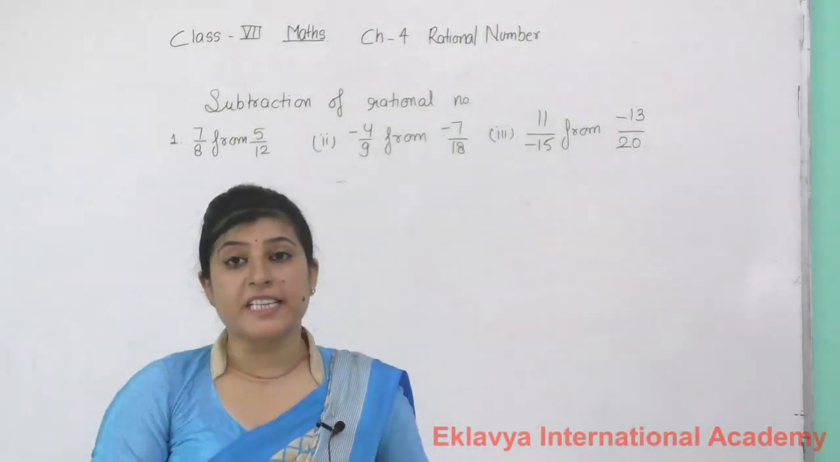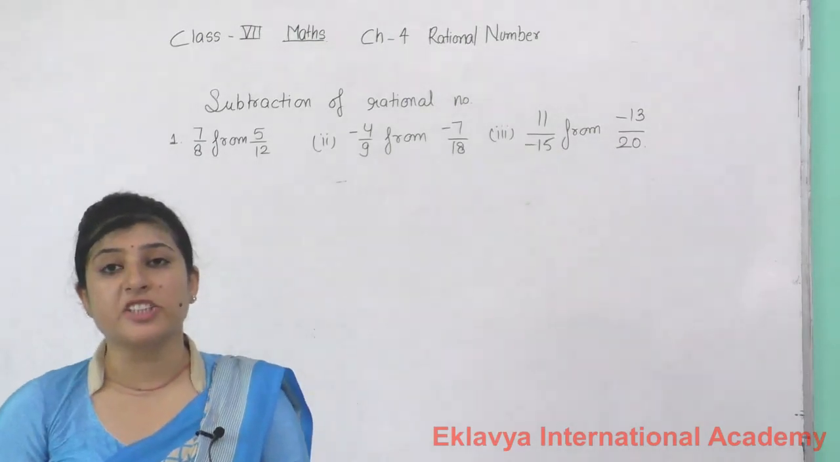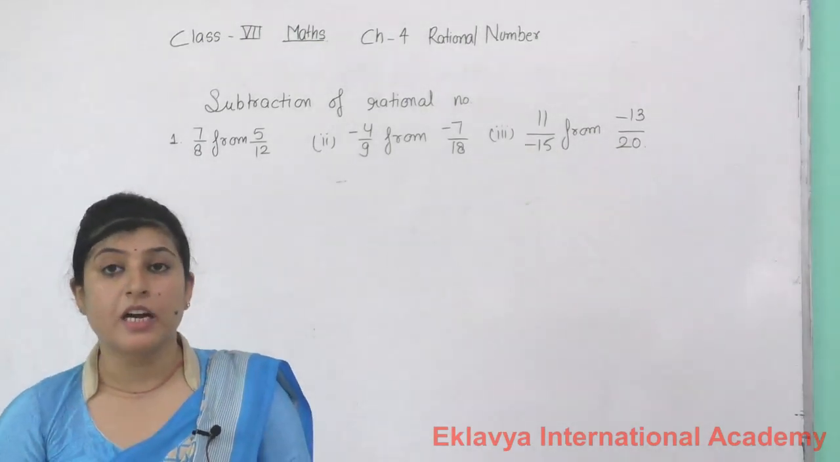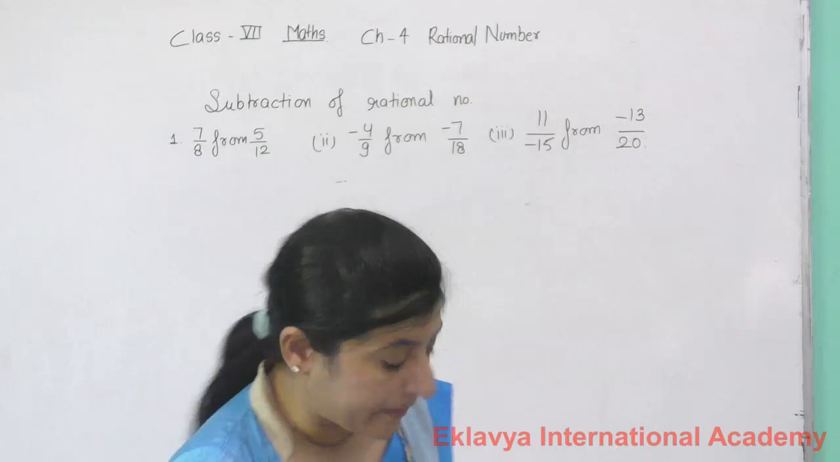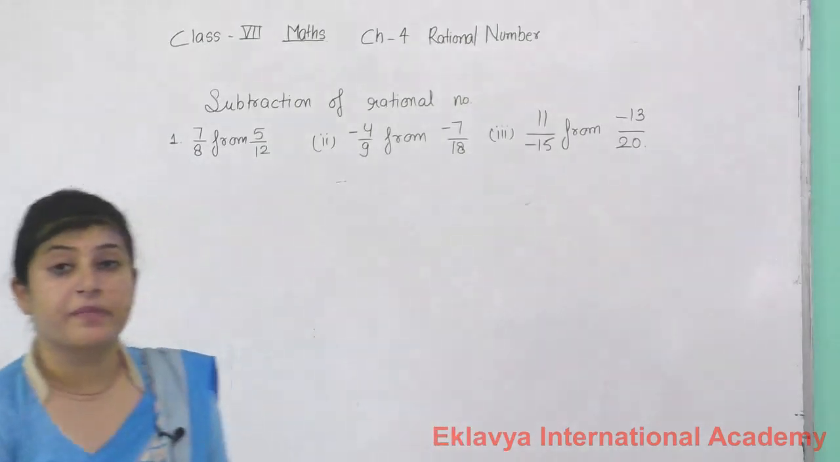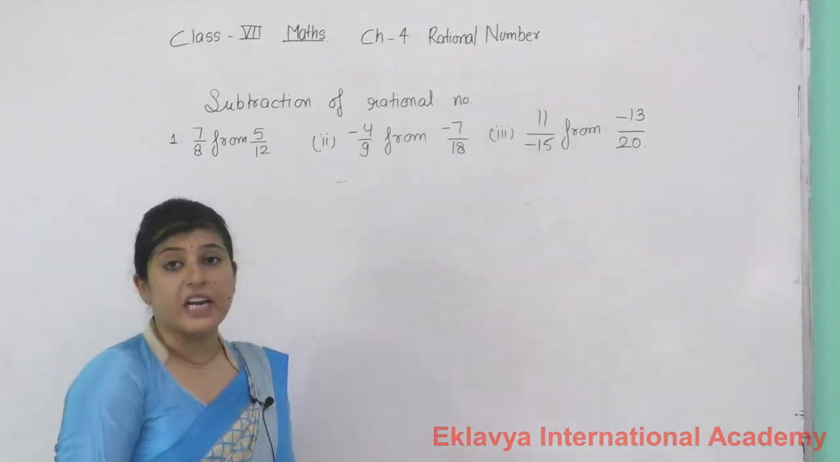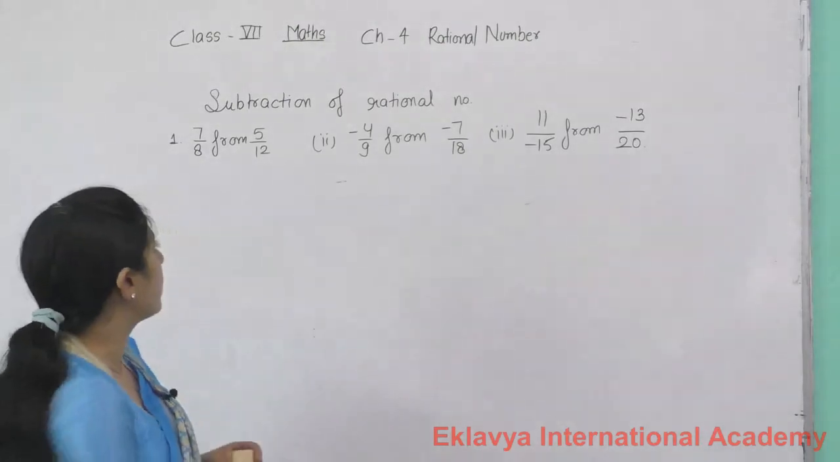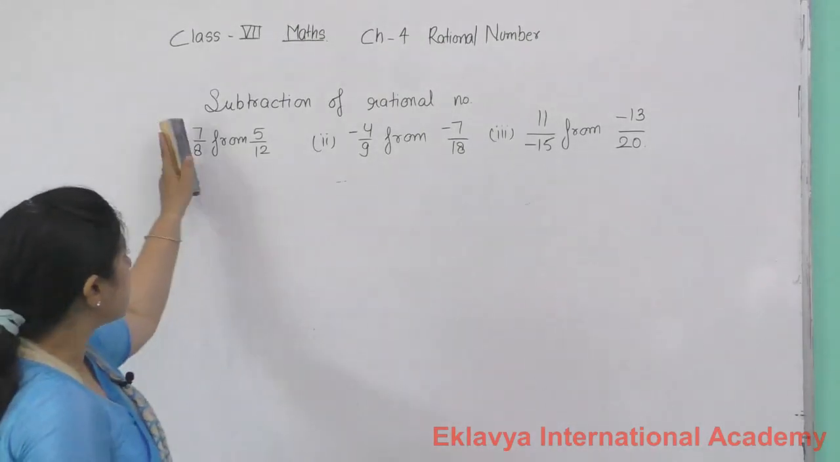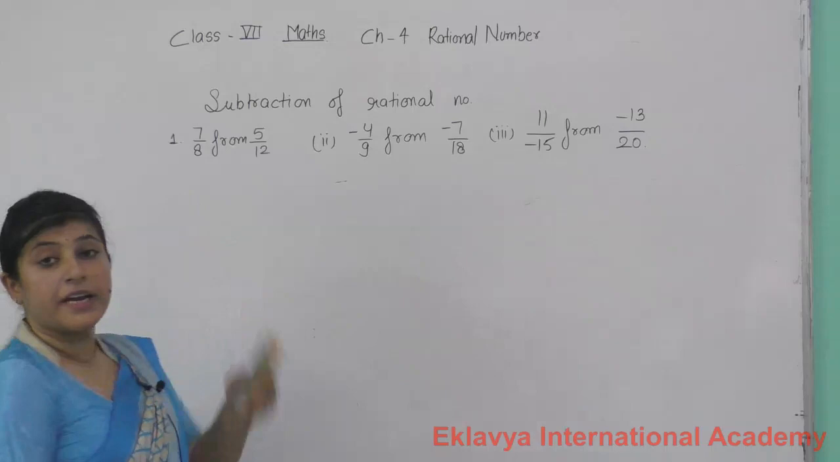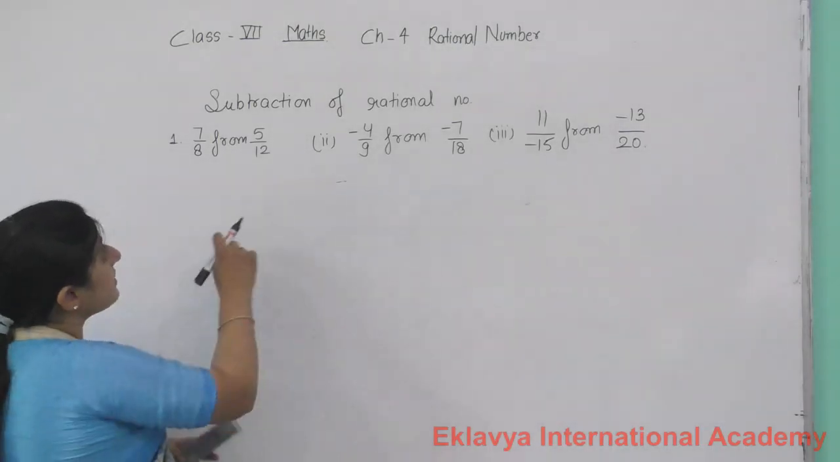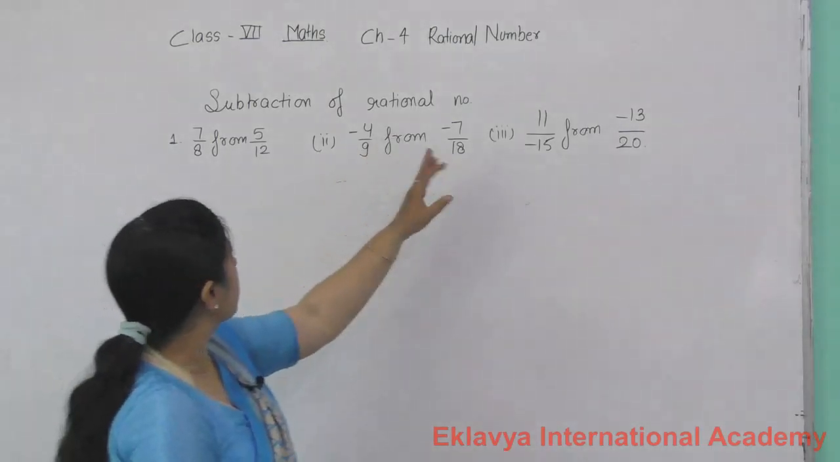Yes, in the previous lecture we discussed the addition of rational numbers. Now today we describe the subtraction of rational numbers. See how to subtract one rational number from another rational number: 7 by 8 from 5 by 12. This is subtraction of rational numbers.